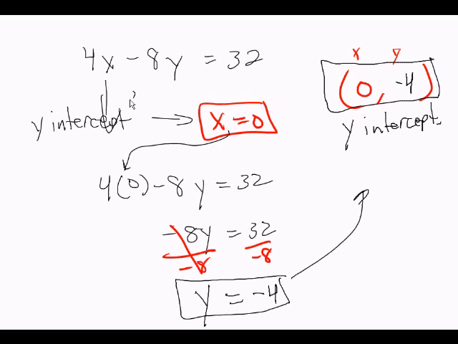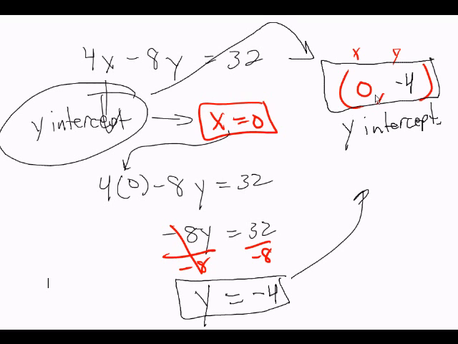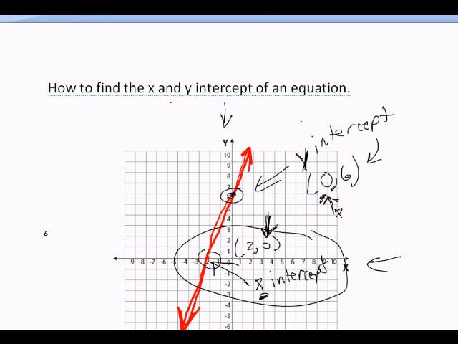Remember, you can always find your y-intercept if your x equals 0. So if you have a coordinate where x is 0, that is going to be your y-intercept. I hope this helps you with finding the x and y intercepts of an equation.